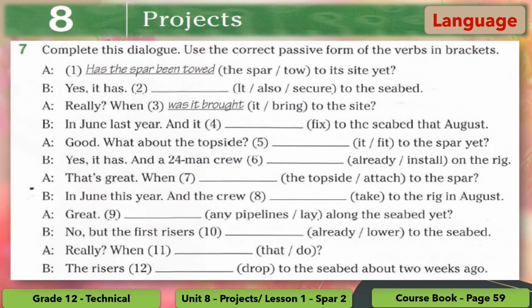Now, on this next page, page 59, we have to complete the exercise number 7, similar to the examples given. So, one time, as you can see, the present perfect passive is used, and another time, the past simple passive is used. So we have to use both this time.